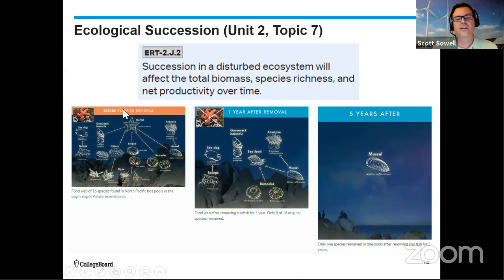After removing the starfish for a year, it started to go down. 5 years later, the species richness was reduced to 1. So we saw this one organism not just affecting the things that it eats and what is eaten by it, but the entire rest of the trophic levels. And we call that effect a trophic cascade because its effects cascade down to other parts of the food web.